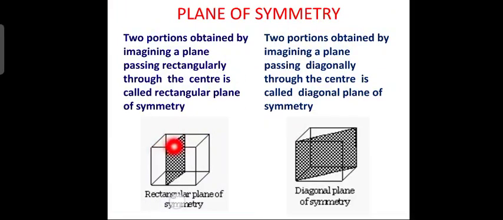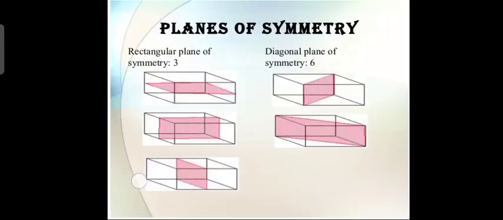This passes exactly through the center, so that it divides the crystal into two exact halves. Now you can see the rectangular planes of symmetry. How many are there? There are 3. This is a horizontal rectangular plane, this is vertical, and this is another vertical. So in total there are 3 rectangular planes of symmetry. And this is a diagonal plane of symmetry, and this is another diagonal plane. Like that you have 6, but not all 6 are drawn here, only 2 are drawn. If you draw the diagonal planes, there are altogether 6 diagonal planes of symmetry.